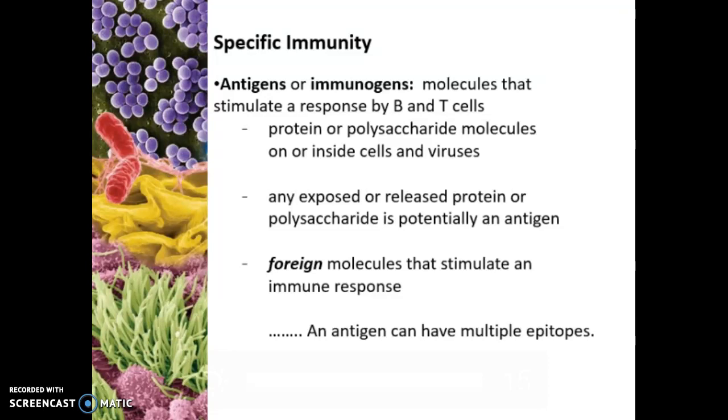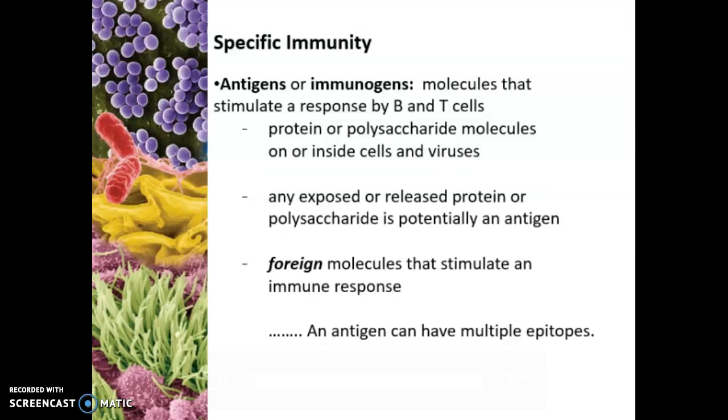So the third line of defense is specific. All right, so with specificity, that means you have to have an antigen or an immunogen for which the immune system can be specific. So antigens are immunogens. Immunogens are just molecules that elicit an immune response. The antigen, same definition, just 2 different words to use, are molecules that stimulate a response by B and T cells. And this is also one of the main differences between the first and second line of defense and the third line of defense, and that is the players. Within specific immunity, your players are the B cells and the T cells.